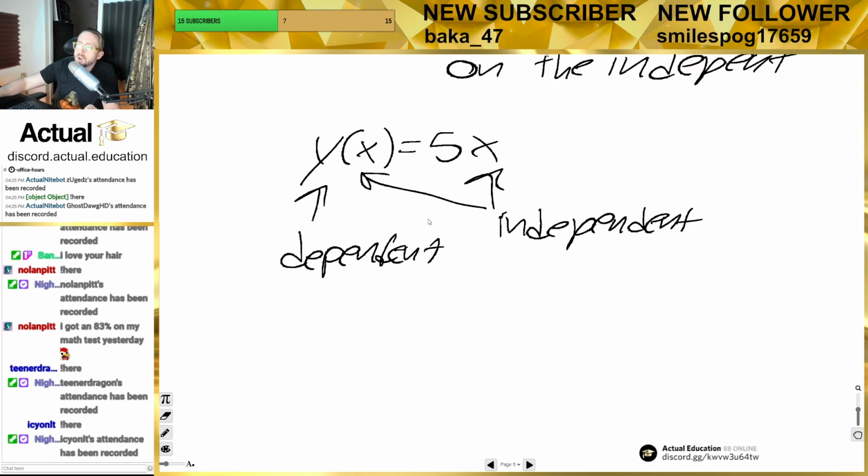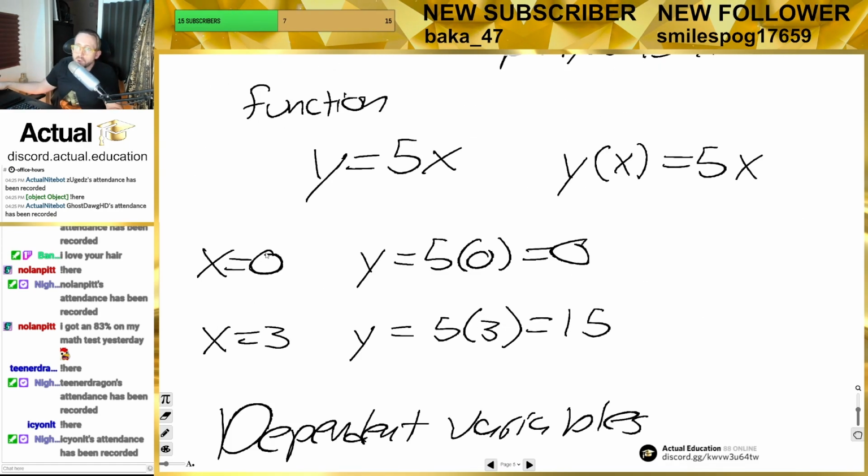In all these examples, when I asked how many kills you got with 0 games, another way to write that was y of 0. What would I write to see how many kills you got from 3 games? That would be y of 3. So y parentheses 3 is equal to 15.